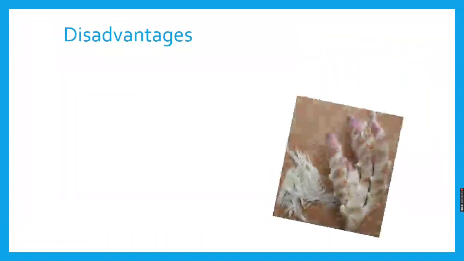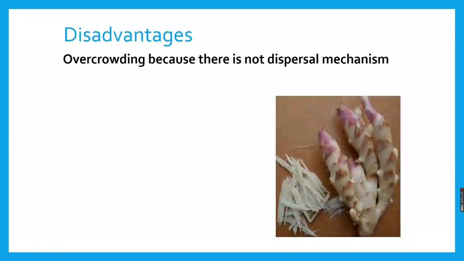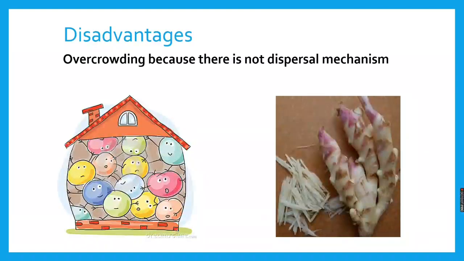Then the third disadvantage of vegetative reproduction is overcrowding, because there is no dispersal mechanism. So imagine that there are 100 people in a single room without ventilation. What will you say? Yes, great, overcrowding. Just like that, there is overcrowding of plants because there is no dispersal mechanism.